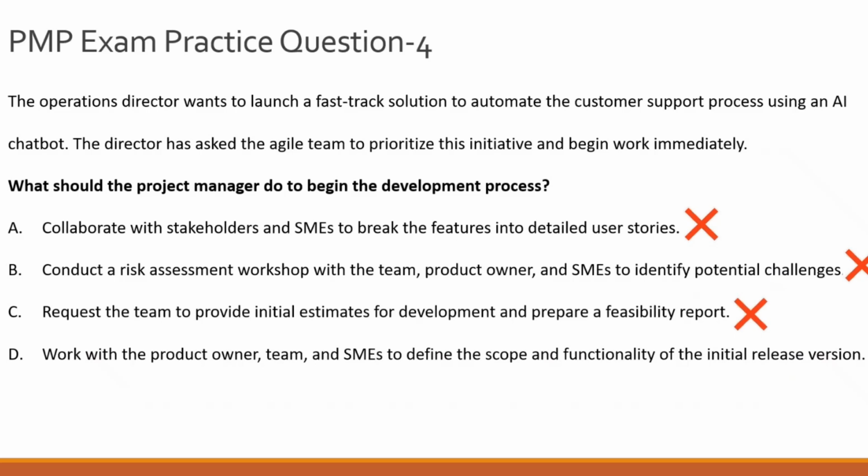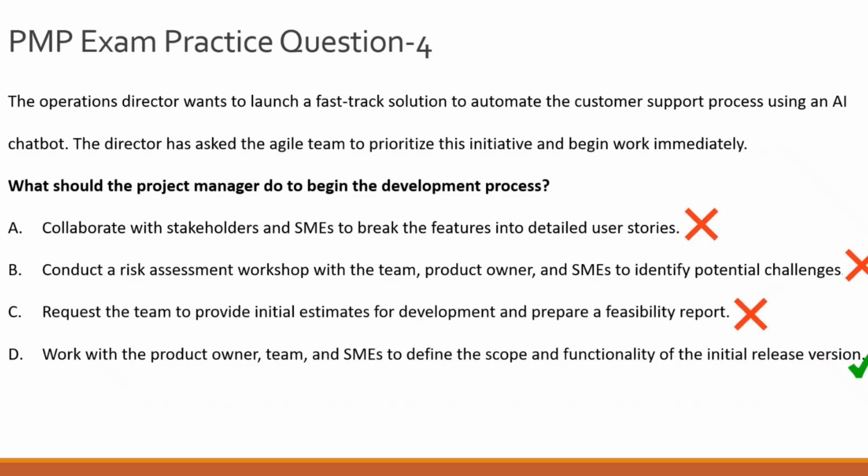And the correct answer to this question is option D, which involves working with the product owner, SME, and the team to define the scope and the functionality of the initial release version, which is the minimum viable product, right? So this aligns perfectly with the agile principles, which of course prioritize identifying the smallest set of features that can deliver value to your stakeholders. According to the Agile Practice Guide, the concept of value delivery is central to option D, and defining the MVP is a practical way of demonstrating this principle of agile.